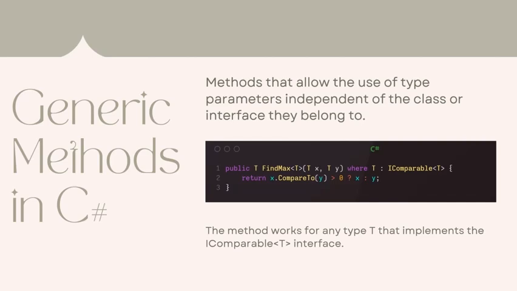Now let's talk about generic methods. These are methods that are independent of the class or interface they belong to. For example, this method, findMax, works with any type that implements IComparable, so it can compare integers, strings, or custom objects.